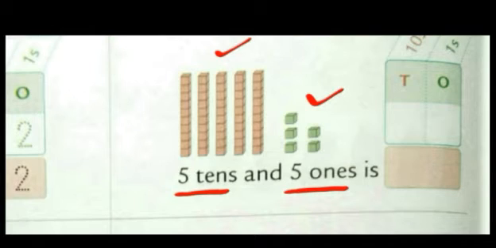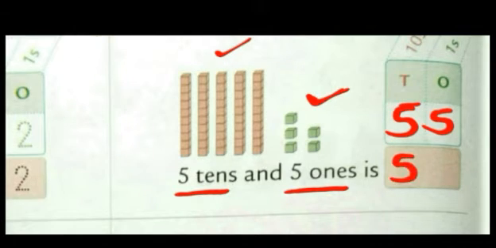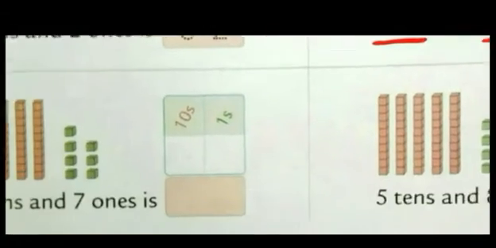If you count them, each line has 10 boxes. Okay? First we will write with the ones. There are 5 ones and 5 tens. So how do you read it together? 55. Okay? Now see the next one.